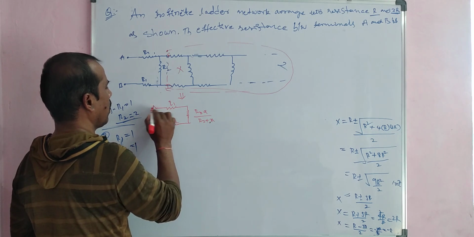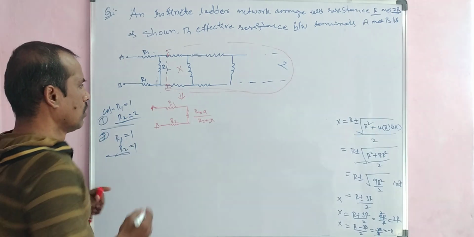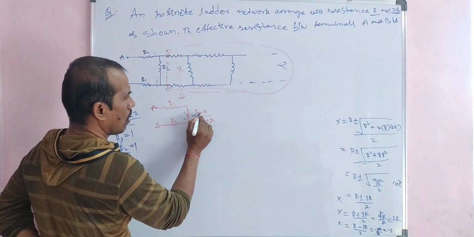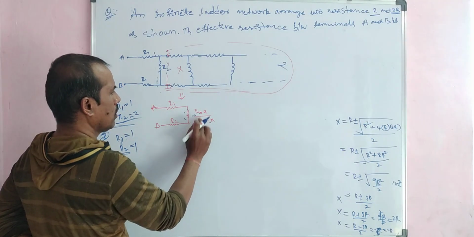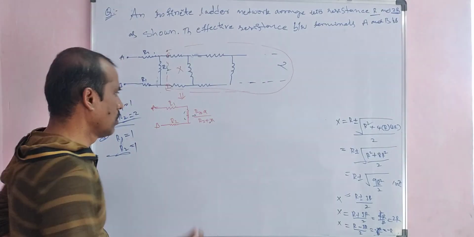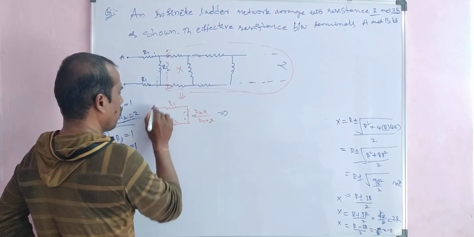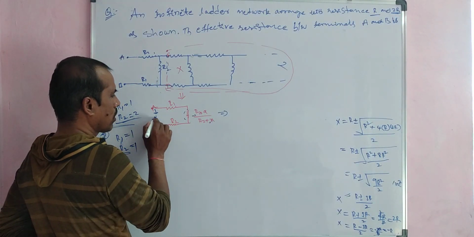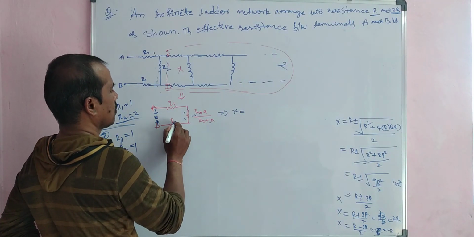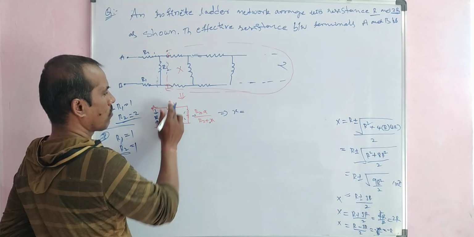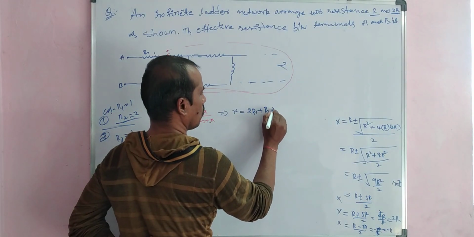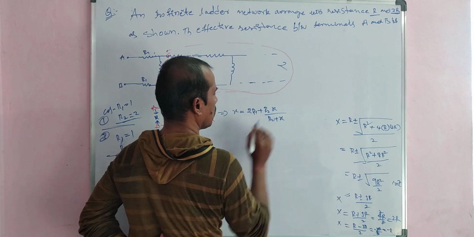R1 at terminals A and B. So these three, R1, this R2 X by R2 plus X, and the other R1, are in series combination. So it simplifies: the effective resistance between terminals A and B is X, and X is equal to R1 plus R1, that is 2R1, plus R2 X by R2 plus X.